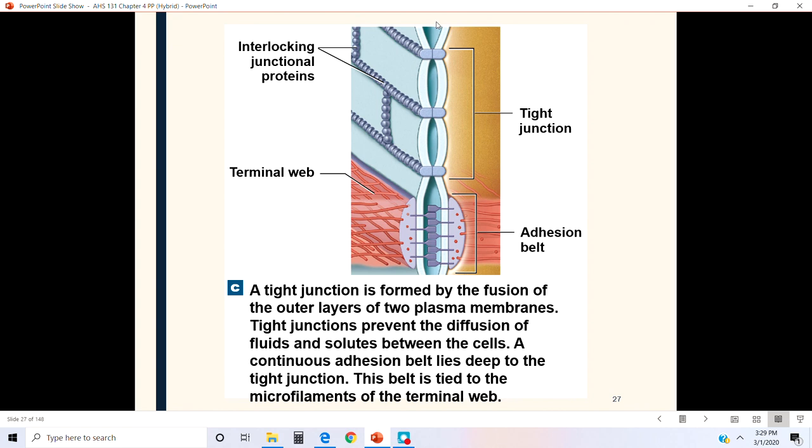And this way, nothing can leak between the cells, right? And think about that. Where we have fluid in an organ, we wouldn't want the fluid, enzymes, or waste products to leak out of the organ between the cells.